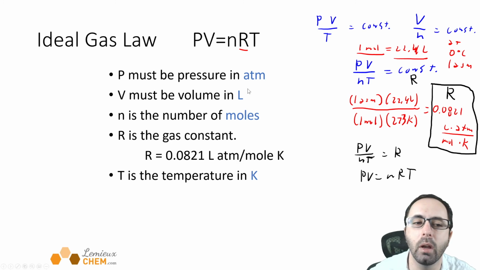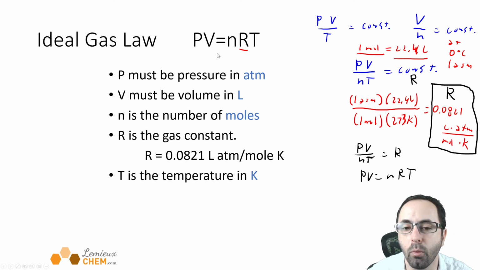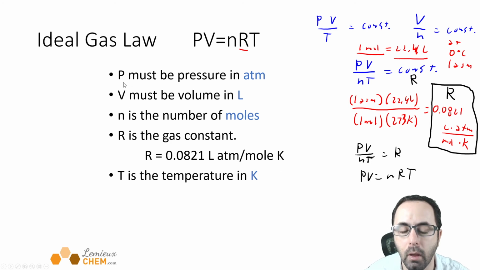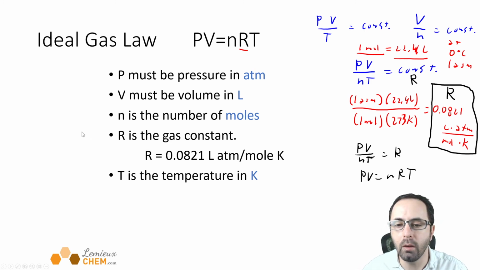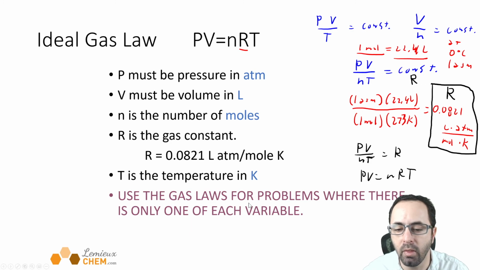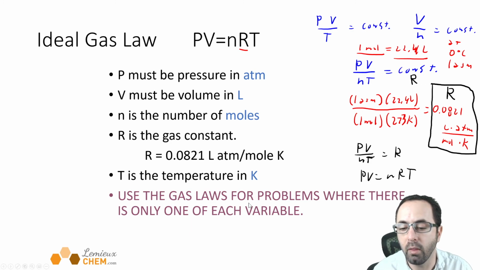And this is the equation that we're going to use if we have 3 of these 4 variables. So if we're given, for example, pressure, volume, and moles, we can find temperature. Or if we're given pressure, volume, and temperature, we can find moles. If we have 3 out of the 4 variables, we can find the 4th. And the way you're going to know that you're going to use this gas law is there's only going to be 1 of each variable.